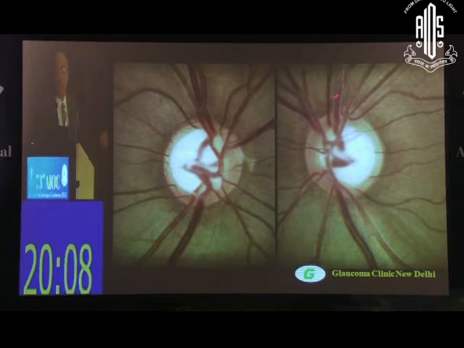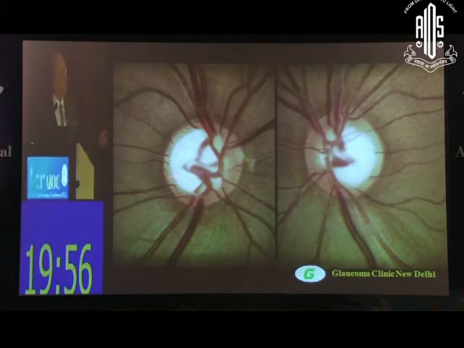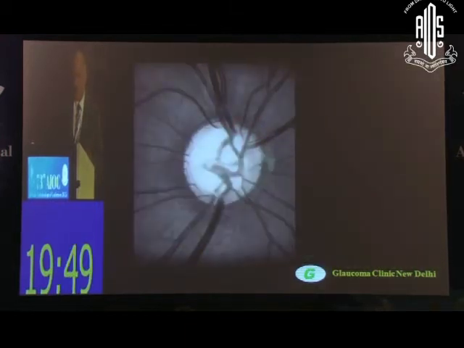Are we together on this? And there is an obvious nerve fiber layer defect, so obvious that even with white light you can pick it up. And if you see very carefully, there's a nerve fiber layer defect happening here also. But remember, it's always both the discs that you look at. And this disc would raise your suspicion for a glaucoma to a very high level.